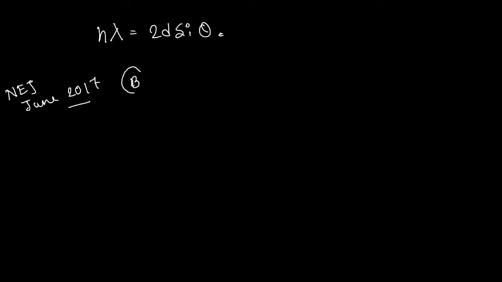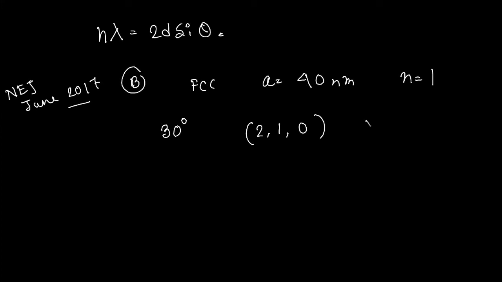Another thing we have to know is Bragg's diffraction law: n lambda equals 2d sin theta. With this also we can get many questions. Suppose in June 2017, in part B, it was asked that metallic silver crystallizes in FCC structure, and the unit cell length, that means a, is given as 40 nanometer, and first order diffraction, that means n equals 1, and the angle of diffraction was 30 degrees, and that beam's Miller indices was given as 210. So the wavelength was asked.